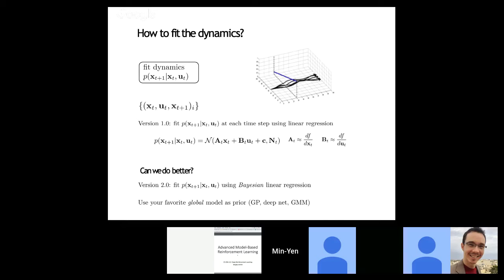So these are the steps we take to fit the linear dynamics. You basically just do a linear regression to fit the dynamics, and a better way that is suggested is to use the global model as a prior. In this way, because you have more information from the global model, your local model may fit better.